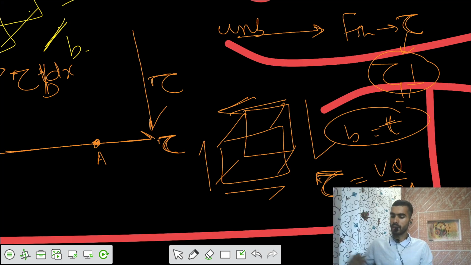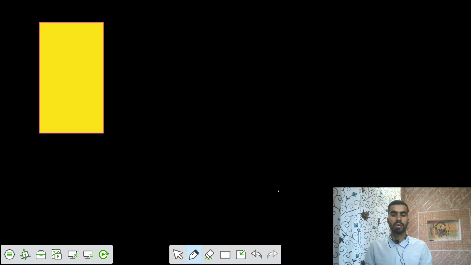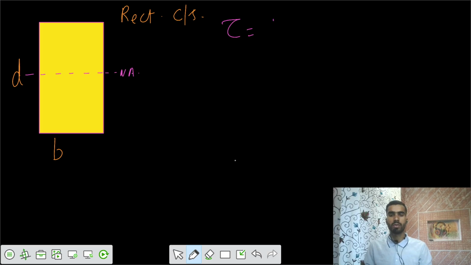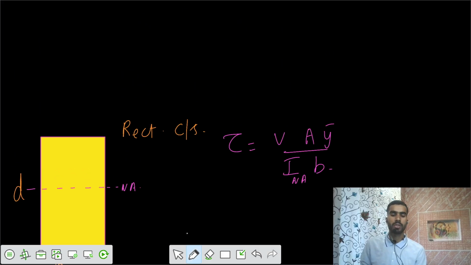Now the next topic. We have the general equation of shear stress, and now we want to calculate it for different sections separately. Let's take case 1, a rectangular cross section. This has some width B and some depth D, and there is a neutral axis. We have the equation of shear stress equals V A y bar by I B. We have applied some shear force on the cross section, on the beam.